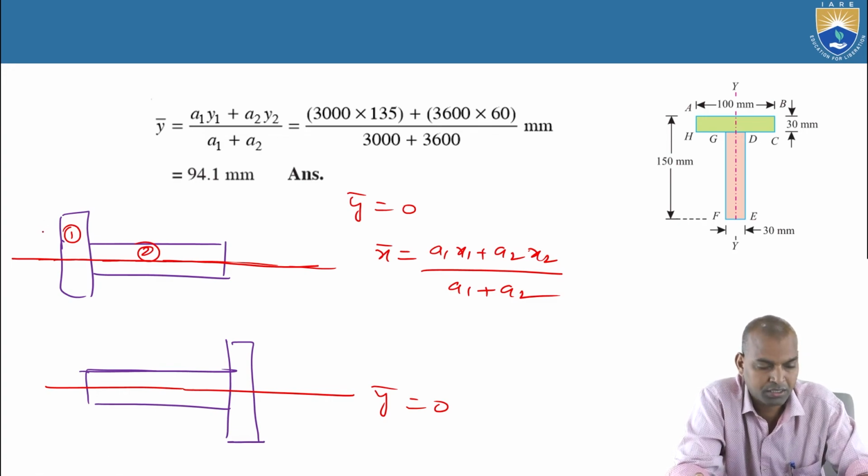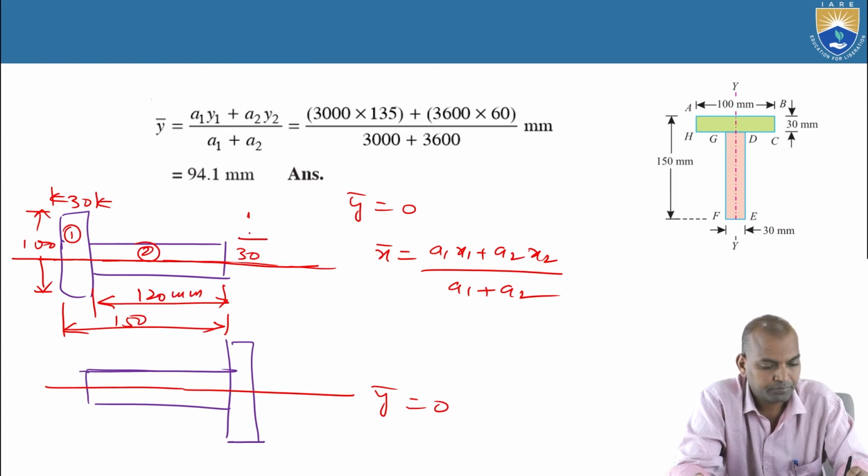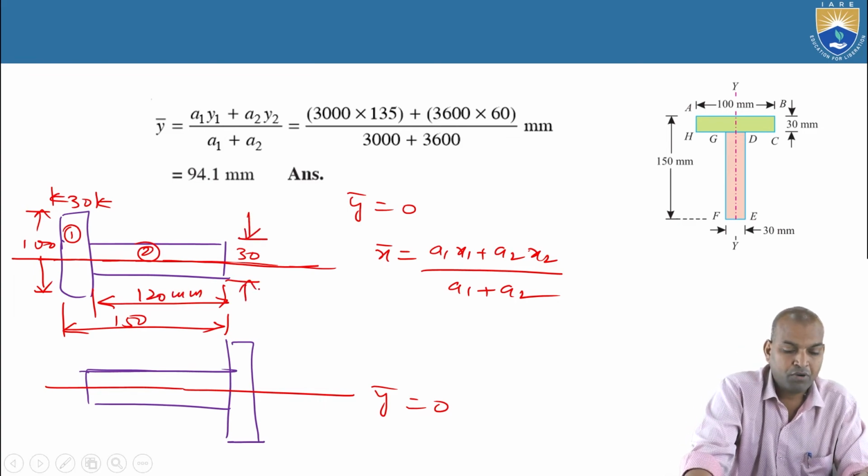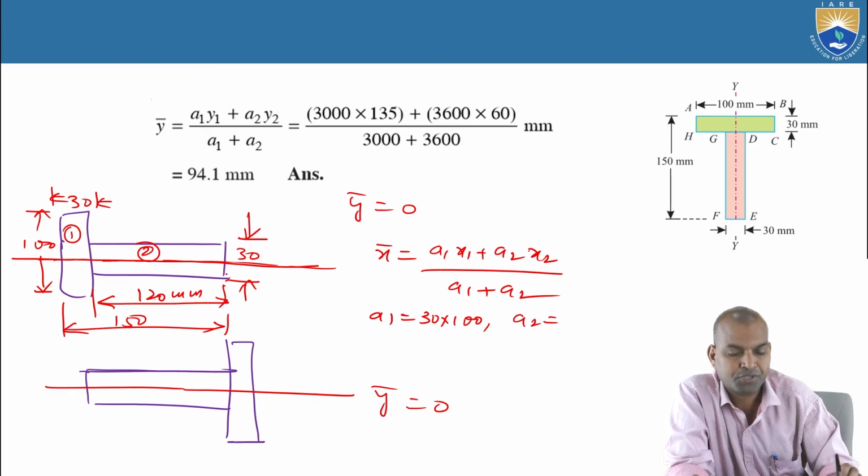What is the area of section 1? Suppose here it is mentioned 100 millimeters and here it is 30 millimeters. Here it is 150 millimeters total. Whatever this distance is, it is 30, so it becomes 150 minus 30, which is 120 millimeters. A1 equals 100 times 30. A2 equals 120 times 30.